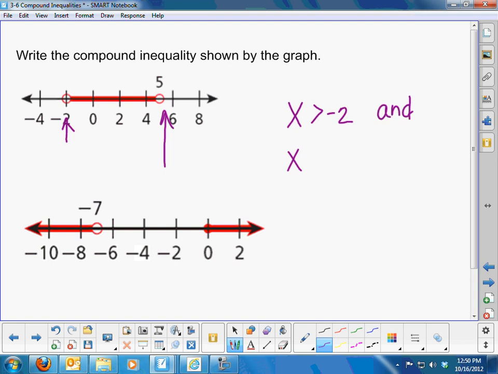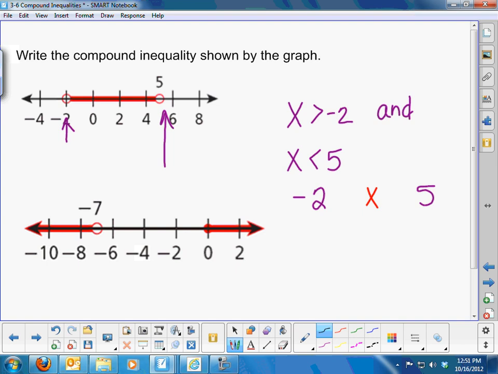X, if I shaded to the left of the 5, that had to be less than. Now it's exclusive because those dots are open, right? So I don't have equal to lines under them. So I have those written separately with an and. But I'm going to combine them into one compound inequality instead of two simple. Remember how we do this, guys. Smallest number on the left, that's our -2. Biggest number on the right, that's our 5. Variable, always in the middle.